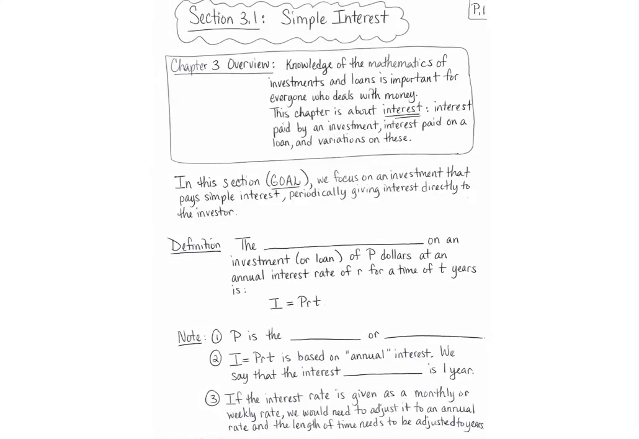Hi. Today we're going to talk about simple interest and just a quick overview of Chapter 3. Chapter 3 is mainly about interest, interest paid by an investment, interest paid on a loan, and variations of these. In this section, we're going to focus on an investment that pays simple interest, periodically giving interest directly to the investor.